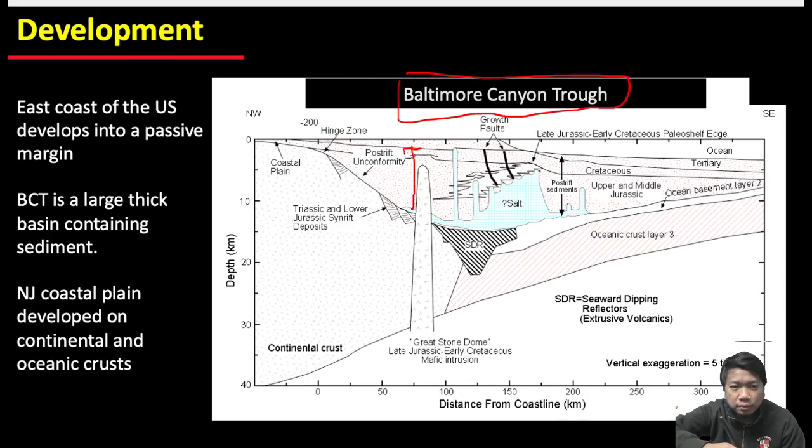And the New Jersey Coastal Plain developed on continental crust, not on oceanic crust.